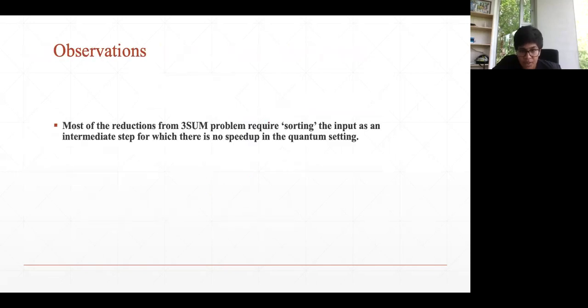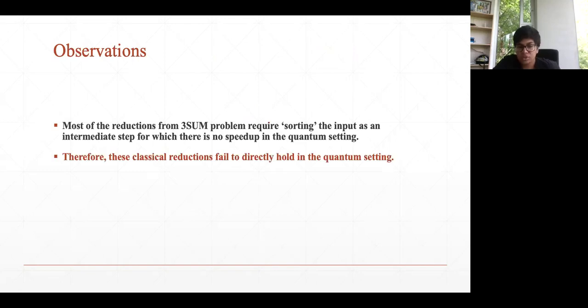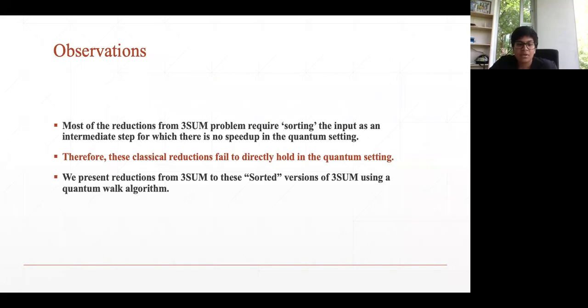So, to summarize, most of these reductions from threesome required sorting as an intermediate step, for which we do not know if there's a quantum speedup. Actually, we know that there is no quantum speedup for that. So the classical reductions cannot be directly ported into the quantum setting. So we give a workaround. We use this quantum walk algorithm to show that the sorted versions of threesome also are as hard as the original threesome in the quantum setting.